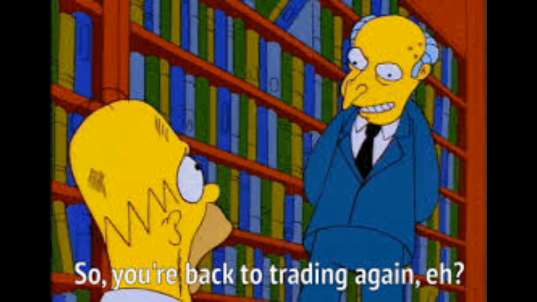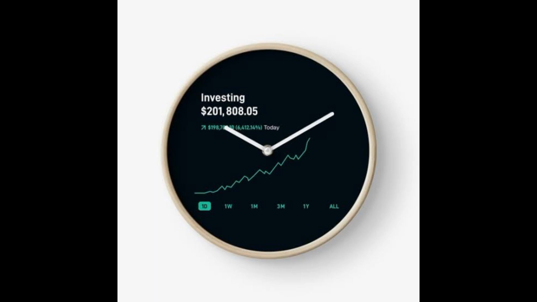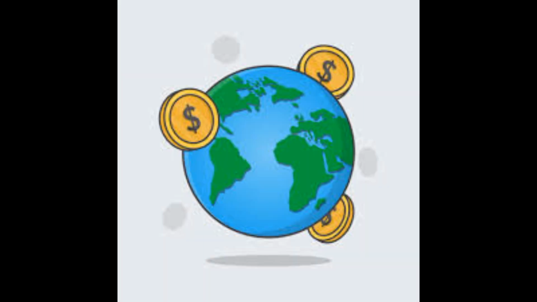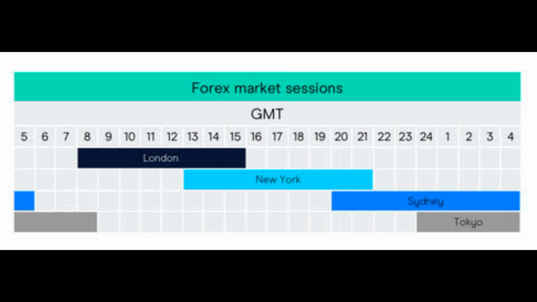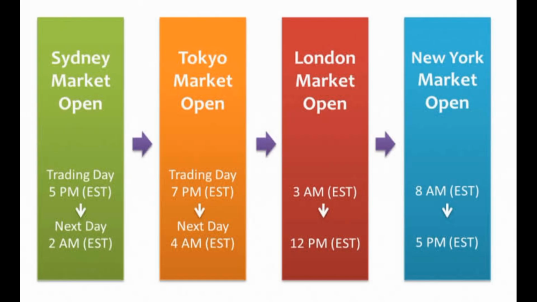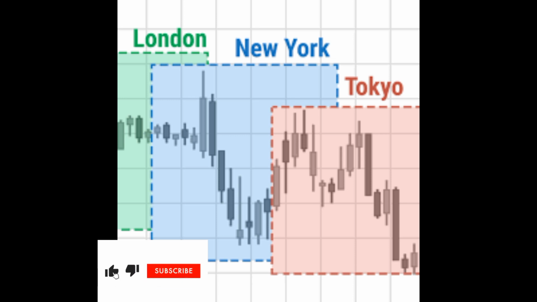Welcome back traders. So let's get started. Trading sessions refer to specific periods during the day when financial markets are open for trading. The global financial market operates 24 hours a day, 5 days a week, but it is divided into distinct trading sessions based on major financial centers around the world. Each trading session lasts 9 hours. The four Forex trading sessions are the New York session, the London session, the Sydney session, and the Tokyo session. So we're going to go into them one by one until we reach the end.